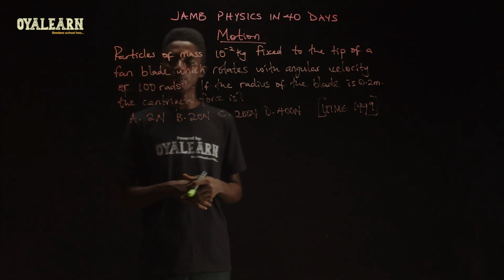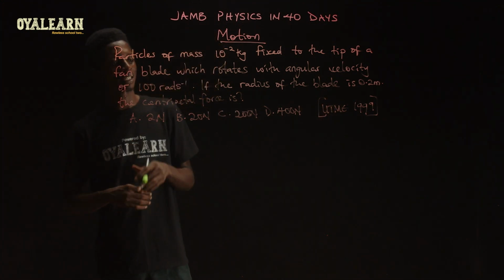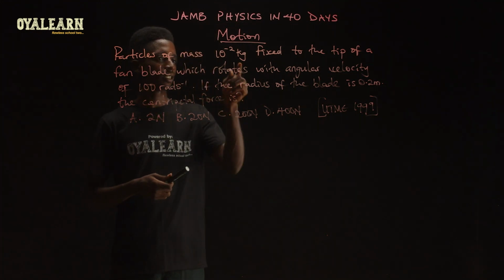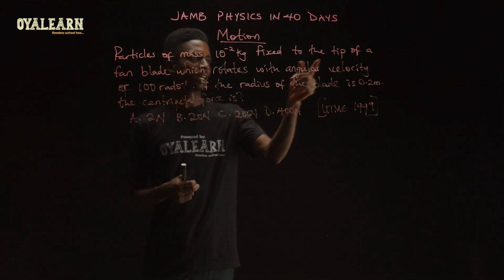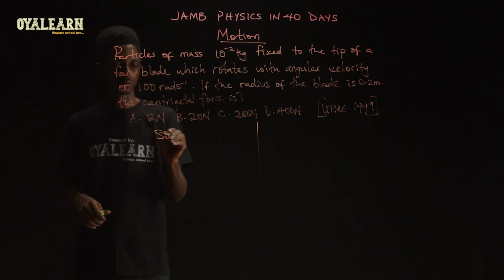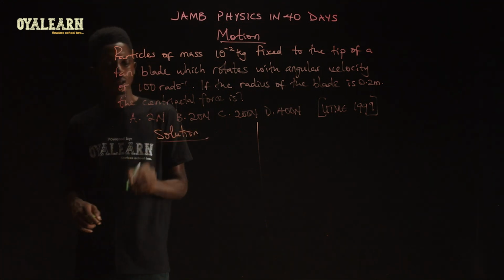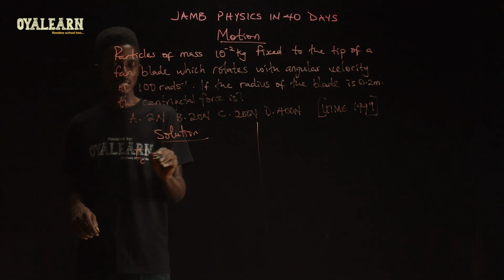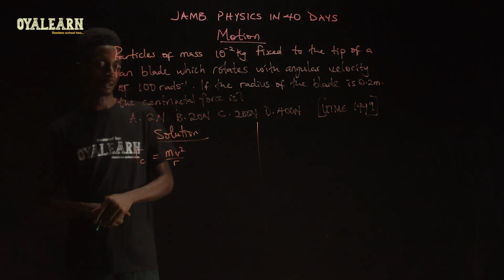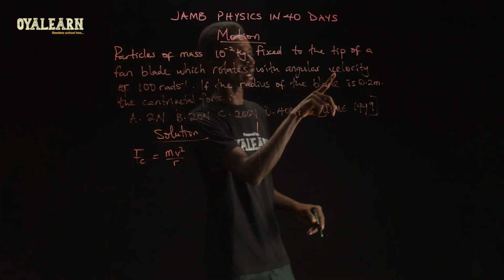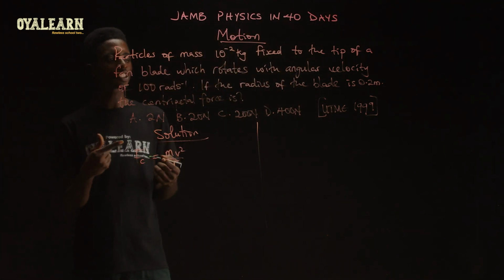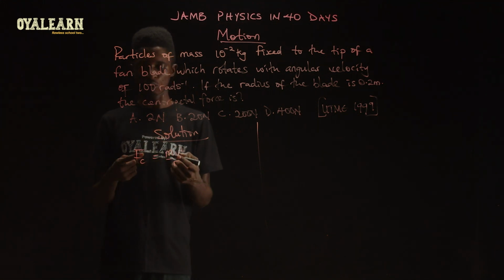Now, if the radius of the blade is 0.2 meters, the centripetal force is... So we have to find the centripetal force of the particle that is at the tip of this blade. Now, to solve this, centripetal force is given as mv squared over r. But the velocity we are given here is angular velocity, not linear velocity. So we are going to use the relationship between linear velocity and angular velocity to solve this.